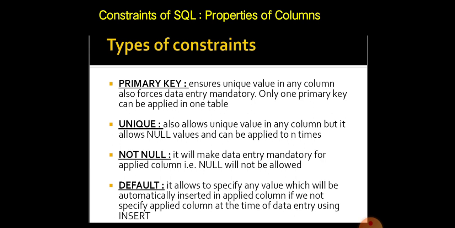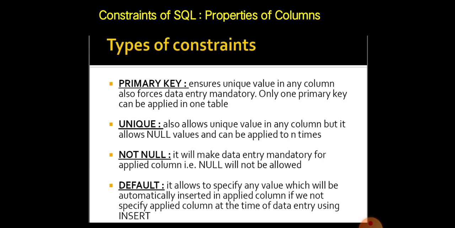The first one is primary key. It ensures the uniqueness of values. That is, no duplicate values can be in a primary key column. Also, the entry of the data is mandatory. That means it should not be a null value. We are not supposed to give null for a primary key column. A table can have only one primary key.